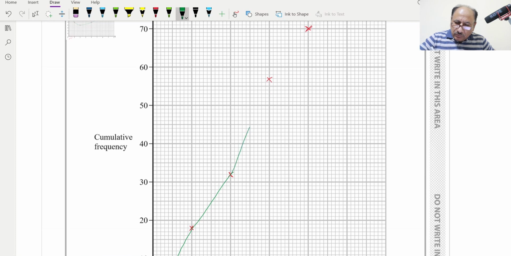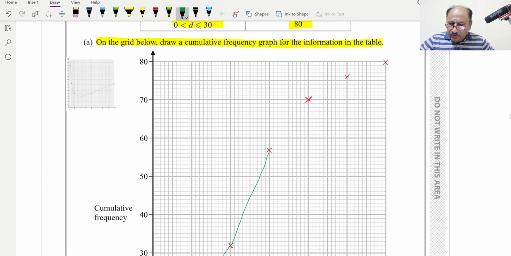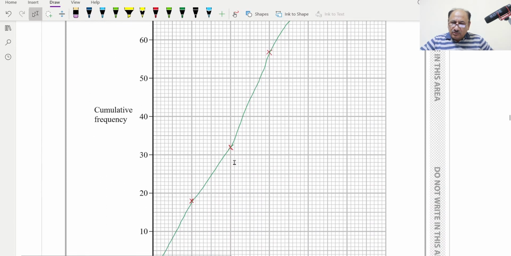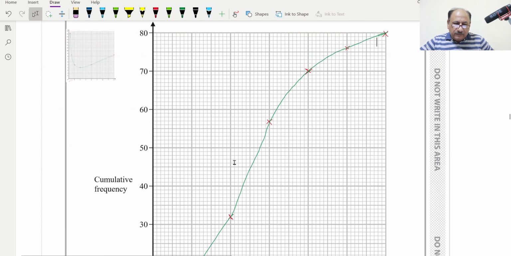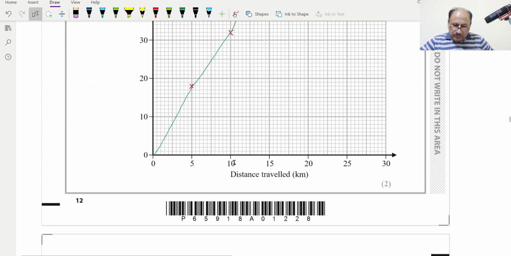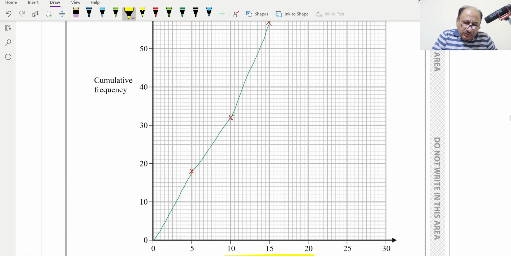Basically with the pencil and paper you are having more control. I'm drawing on the laptop screen, so it's a little slippery, so having lesser control, but almost smoother curve I have drawn. And next is what? Keep in mind this side is distance traveled in kilometers and this side is cumulative frequency.